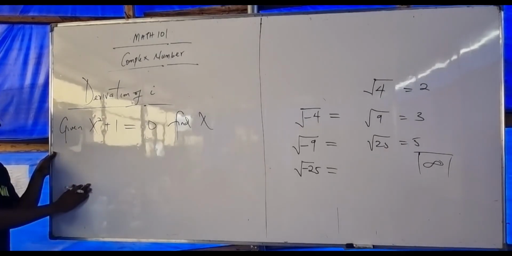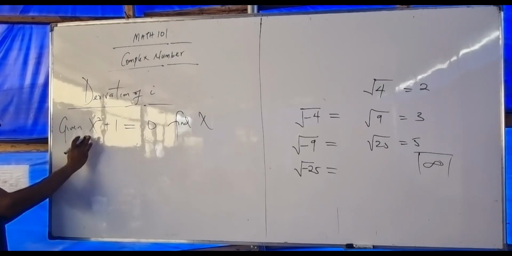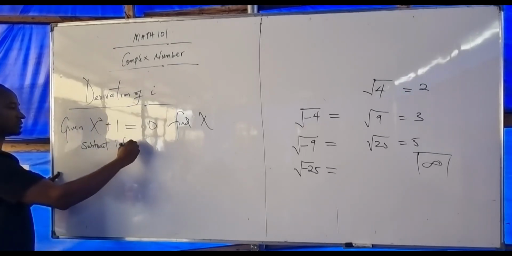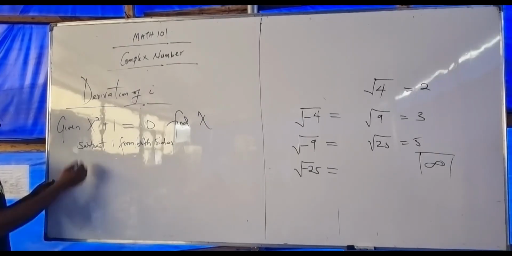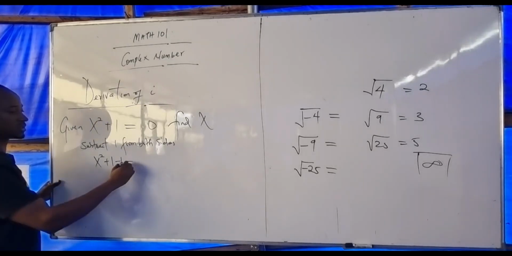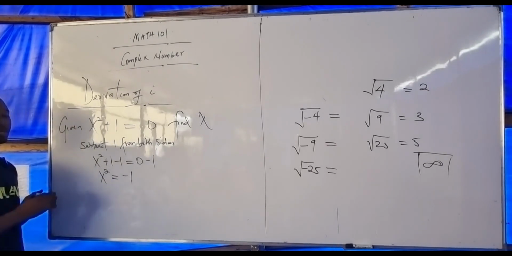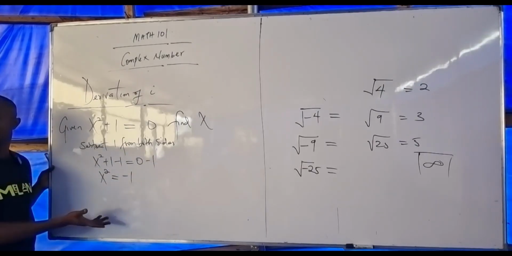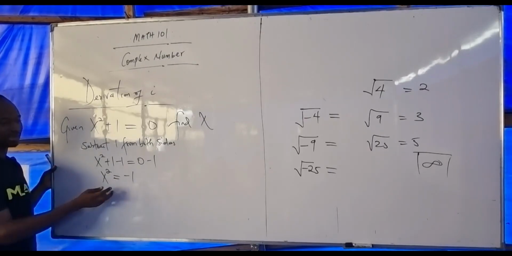To solve for x, we have to subtract 1 from both sides, right? We say subtract 1 from both sides. So that means x squared plus 1 minus 1 is equal to 0 minus 1. That will give us x squared equals minus 1. Someone will say move plus 1 to the other side. Anyhow you want to do it, you must not follow this process in mathematics. You can just move it. That will give us this.